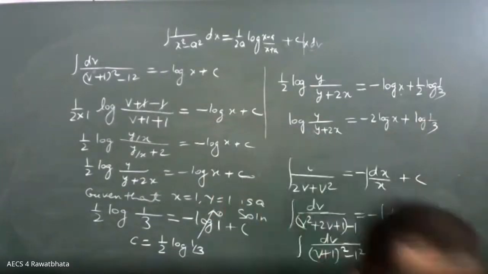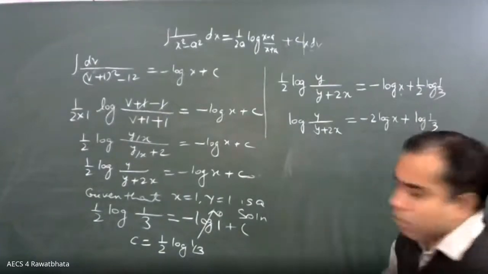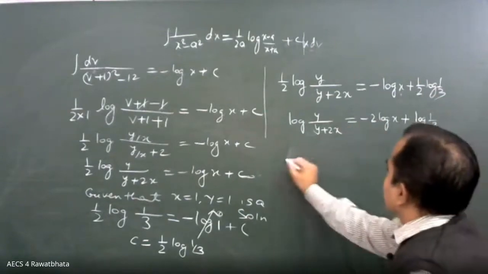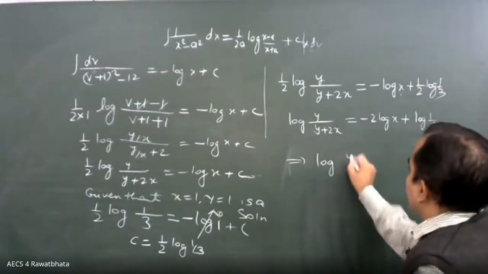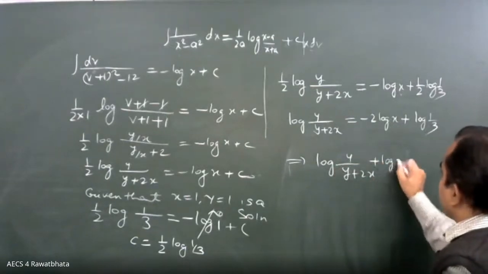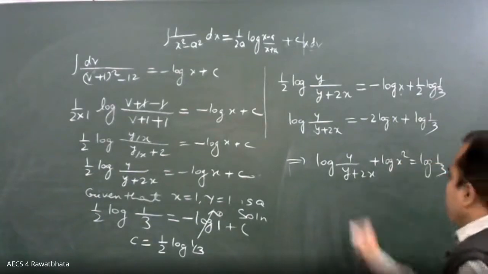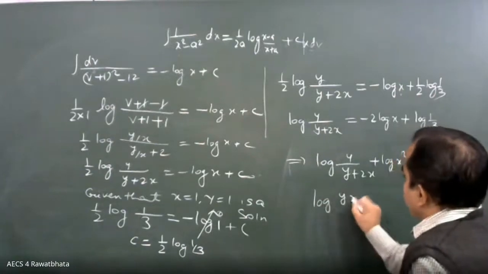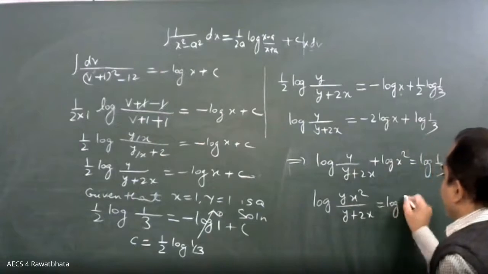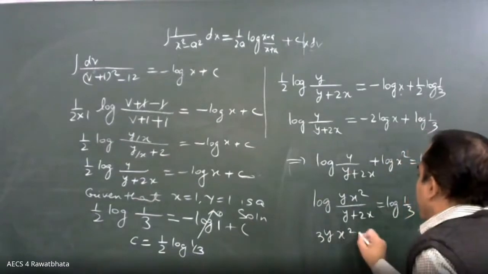If you want to simplify more, you can merge these two logs. This is log x square and log y upon y plus 2x plus log x square equal to log 1 by 3. Log a plus log b is log ab. So log yx square upon y plus 2x equal to log 1 by 3. Remove the log, then 3yx square equal to y plus 2x.